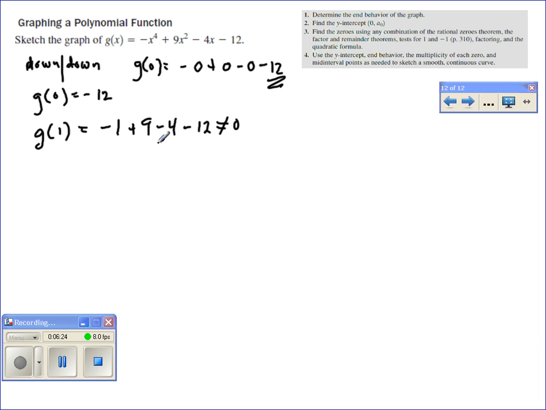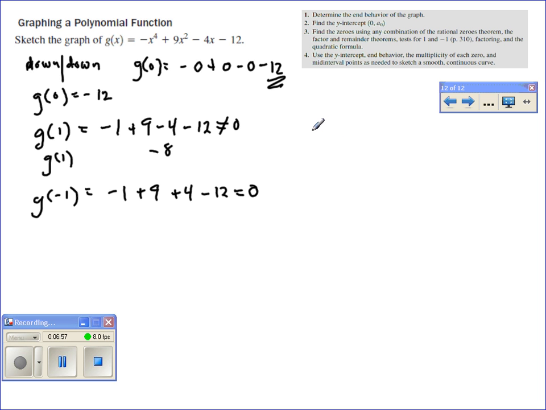It equals, let's see, negative 8, I think. Right? Negative 17 plus 9, negative 8. Okay, I'm going to believe myself when I say that. Now g of negative 1. We switch the signs of the odd degree. There's only one term with an odd degree, so it's going to be 1, 9, positive 4, and negative 12. Negative 13 plus that is 0. So therefore, negative 1 is a factor.